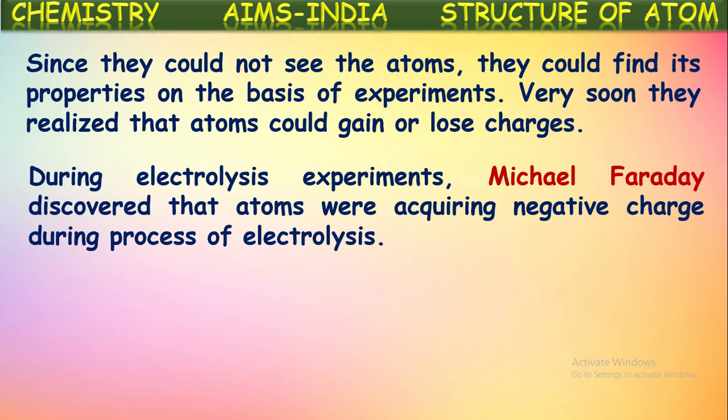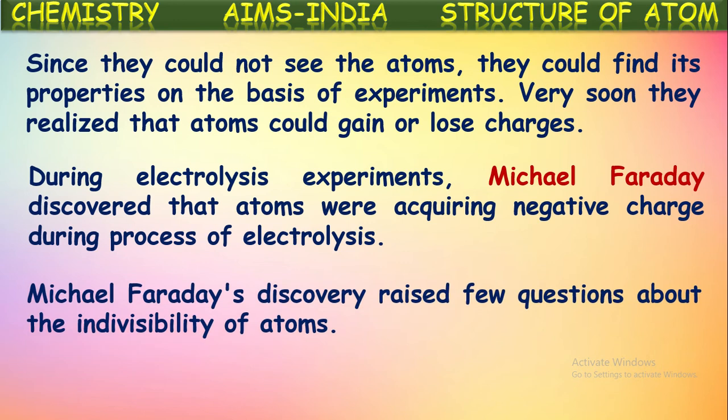During electrolysis experiments, Michael Faraday discovered that atoms were acquiring negative charge during the process of electrolysis. So, Michael Faraday found that atoms are acquiring certain charges, even negative charges, during electrolysis. Michael Faraday's discovery raised a few questions about the indivisibility of atoms, as he observed them acquiring certain charges. Then certain doubts arose. How can atoms be indivisible, even though they are getting certain charges?